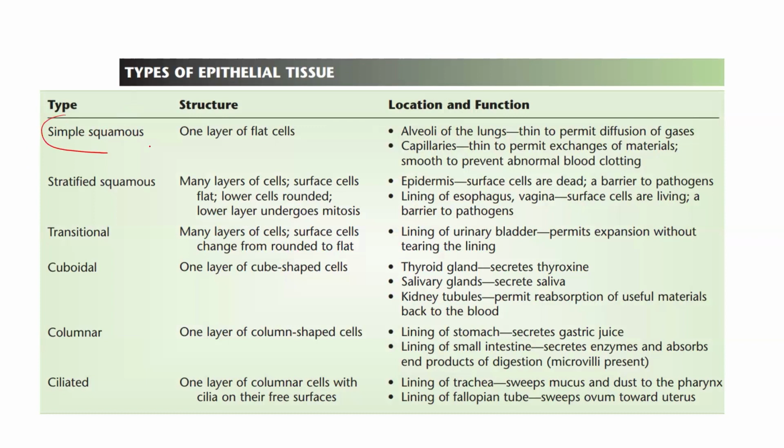The first one is the simple squamous, which consists of one layer of flat cells. It is present in the alveoli of the lungs. They are thin and smooth, and because they are thin, they permit the diffusion of gases. They are present in the capillaries. In capillaries again, because they are thin, they permit the exchange of materials. And since it is smooth, it also prevents abnormal blood clotting.